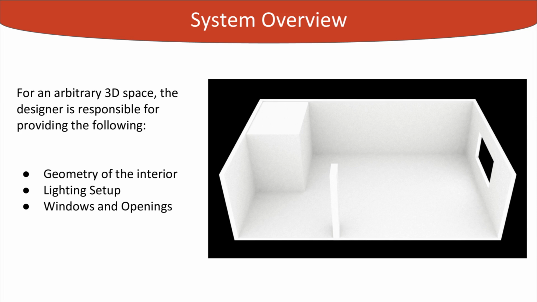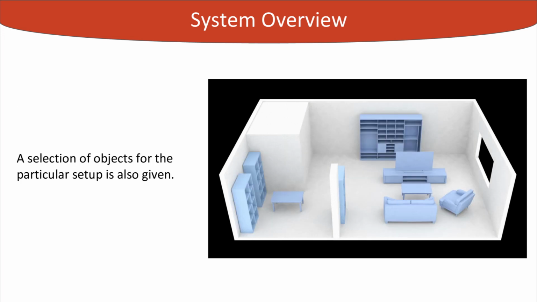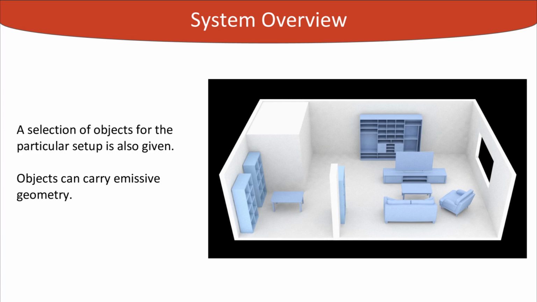For an arbitrary 3D space, the designer is responsible for providing the following: the geometry of the interior, the lighting setup, which includes ceiling lights, stand lights, etc., and windows and openings. Windows and openings are specifically required to account for natural lighting from the sky dome and sun, which are the biggest contributors when applicable. Of course, the selection of objects for the particular setup is also given. These objects can also include movable luminaires, which are elegantly handled by our proposed framework and can be used to complement existing stationary light sources.